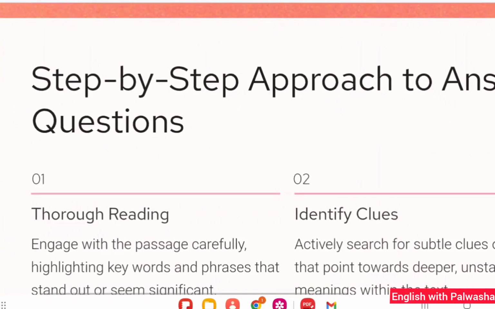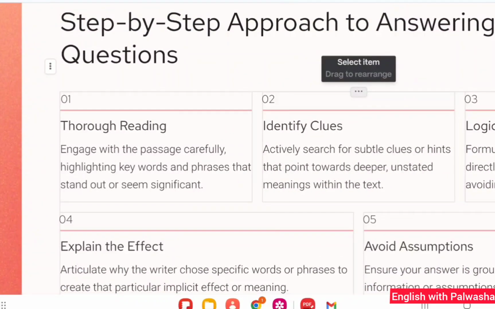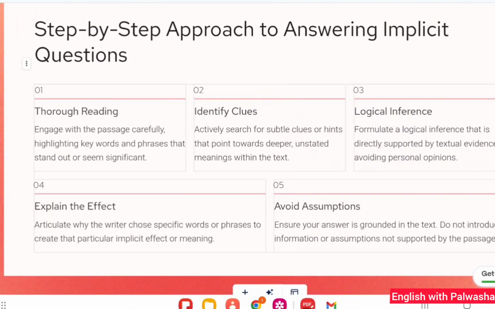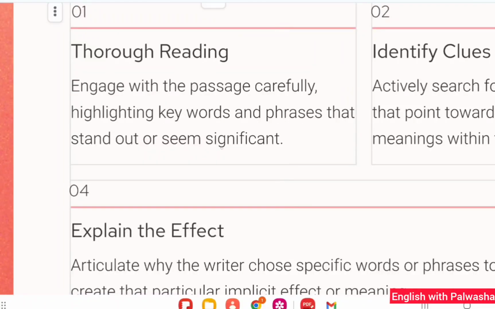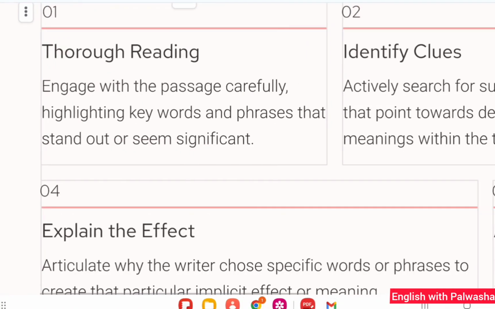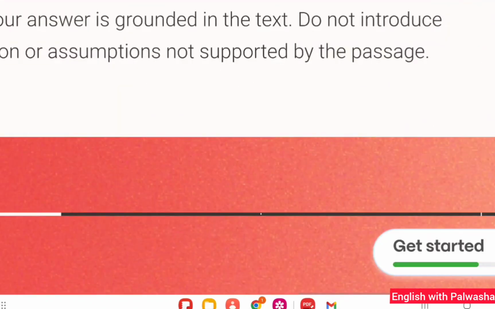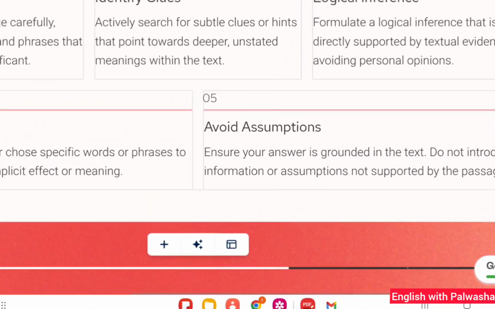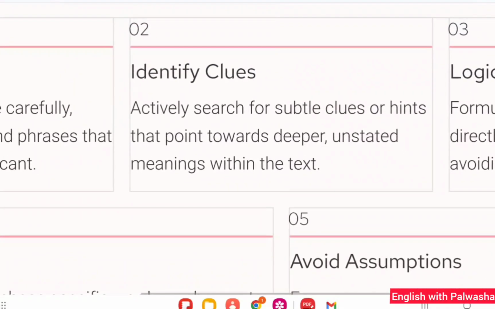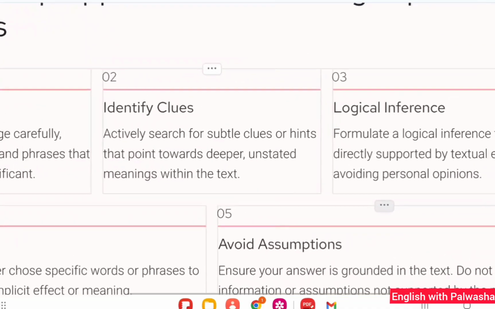Now there's a step-by-step approach to answer the questions. Please watch it carefully and note down, take screenshots so as to learn it. Thorough reading, that's truly important. Engage with the passage carefully, highlighting keywords and phrases that stand out or seem significant, important. Then, secondly, identify the clues. Actively search for subtle clues or hints that point towards deeper, unstated meanings within the text. You have to identify the clues. Hold your pencil in your hand and identify the clues as well.